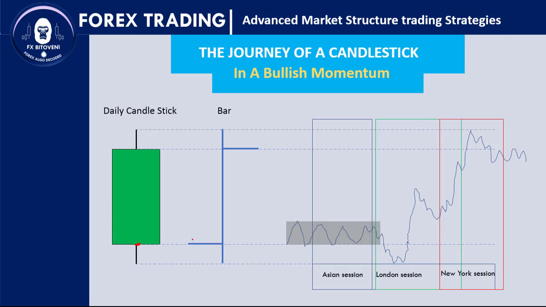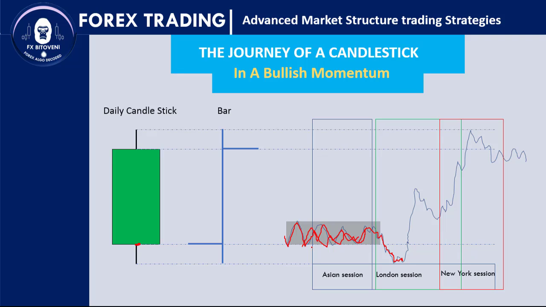Now, the daily candlestick will start consolidating. Most of the time they start consolidating. Most of the time they don't, right? I'm showing you the ideal setup, the optimal setups that you should be looking for. Start consolidating during the Asian session, and when the London session kicks in, you know what happens? Market starts going down.